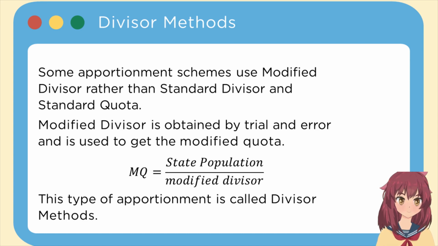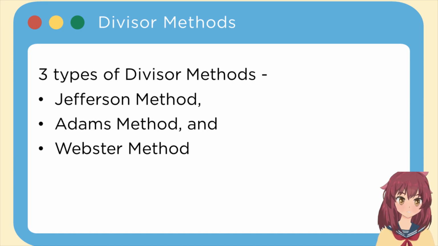Modified divisor is obtained by trial and error and is used to get the modified quota. To obtain the modified quota, we divide the state population with the modified divisor. This type of apportionment is called divisor methods. There are three types of divisor methods. The first one is Jefferson method, which is attributed to Thomas Jefferson and was used from 1731 to 1830.